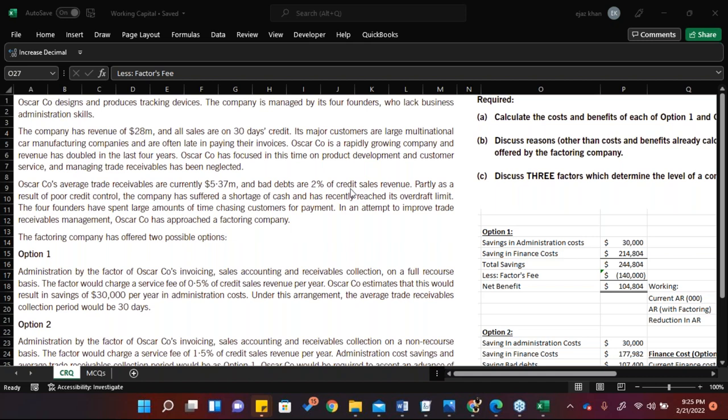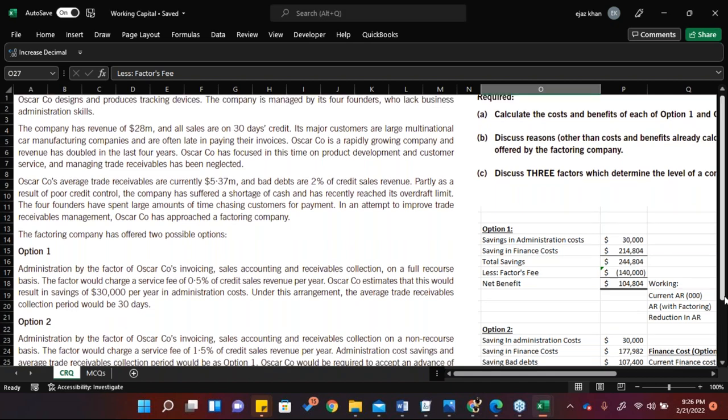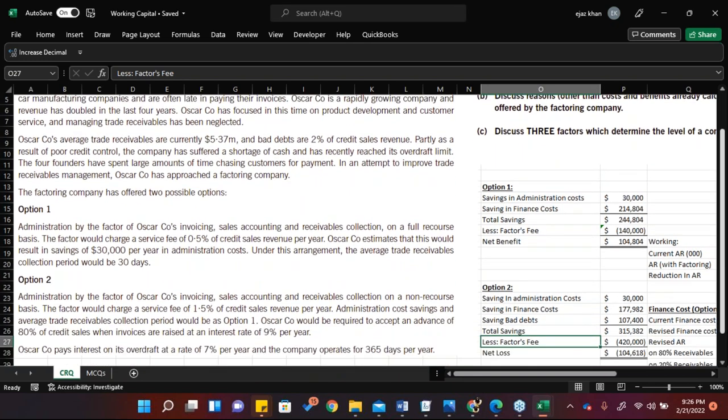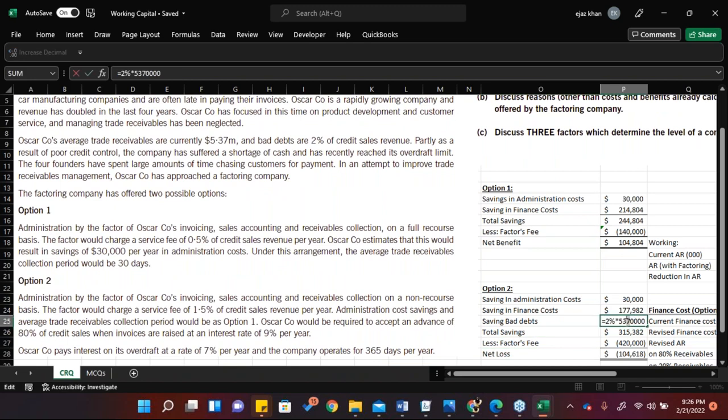And remember one thing, bad debts is never ever calculated as a percentage of receivable. It's a provision for bad debt that's calculated on the basis of account receivable figure. Did we use receivable figure? Let me check it out. I'm sorry if I have made this mistake. Oh, I'm sorry. That's my mistake. I thought that it's a sales figure. That's why I was using it for the factor fee as well. It's 28.